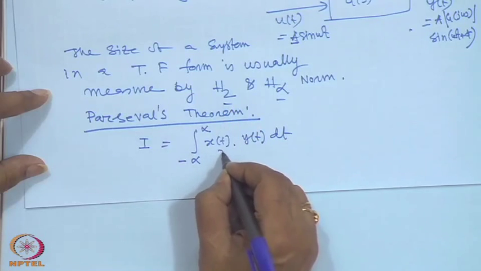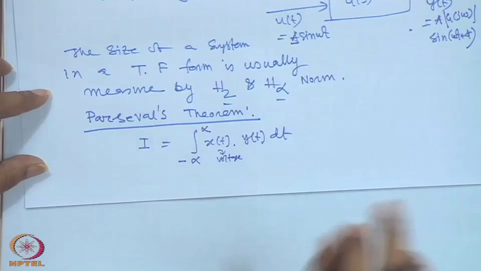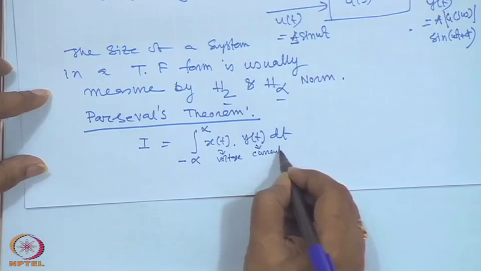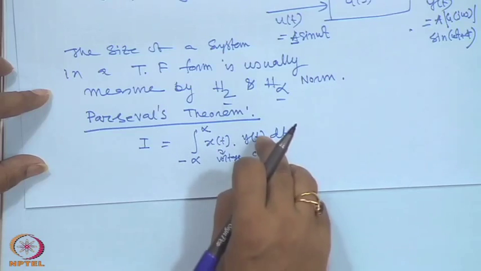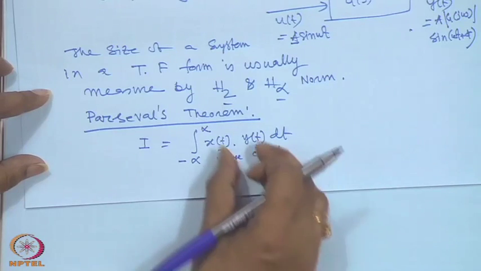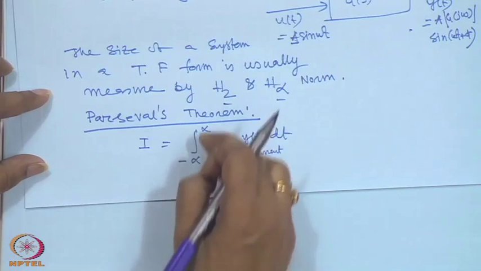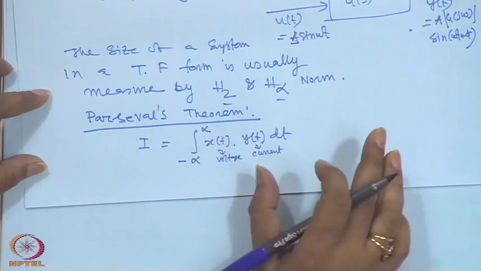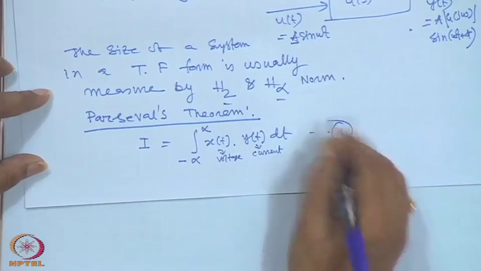Let us say x of t is the voltage and y of t is the current in a particular branch in a circuit. The voltage across that branch is x of t and the current flowing through it is y of t. The product of these is the instantaneous power. Integrating from minus infinity to plus infinity gives the energy. I want to compute that. Let us call this equation 1.